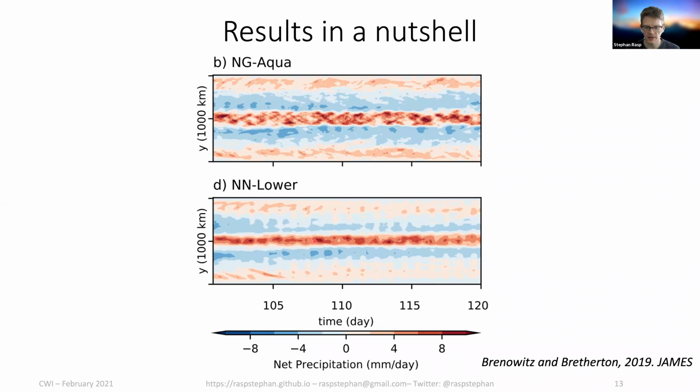And on the bottom here, you see a simulation with a neural network. And this is a diagram where you can see time on the x-axis. And you can see that this is the precipitation. And you can see the precipitation sort of dies out. So you have a drift in the mean state. You lose precipitation, you lose energy, essentially. So again, this is a common problem.